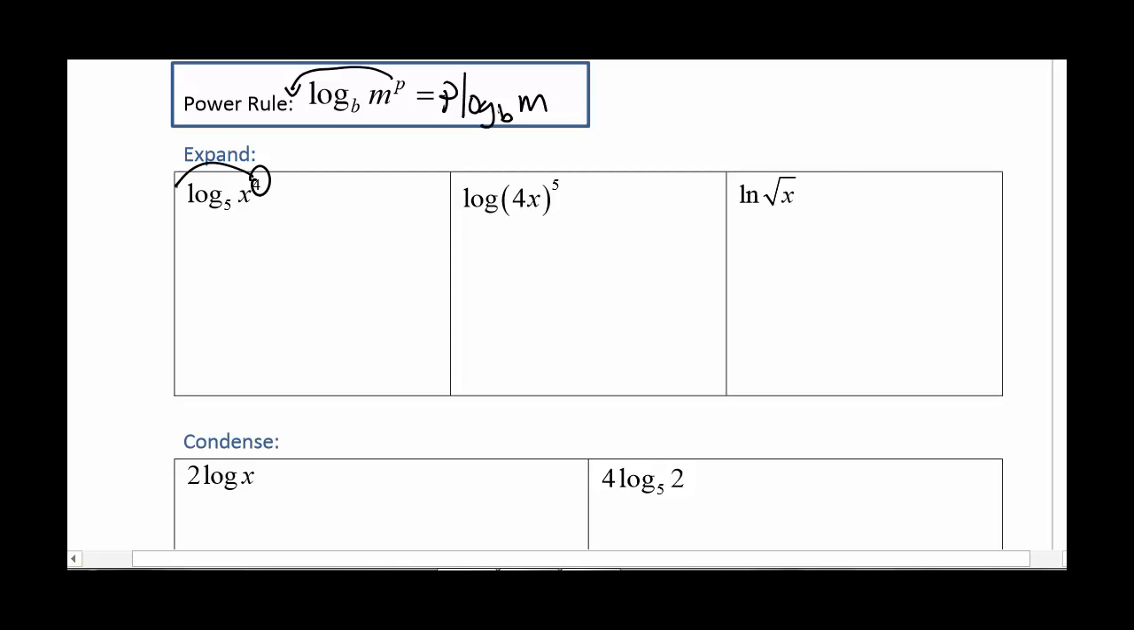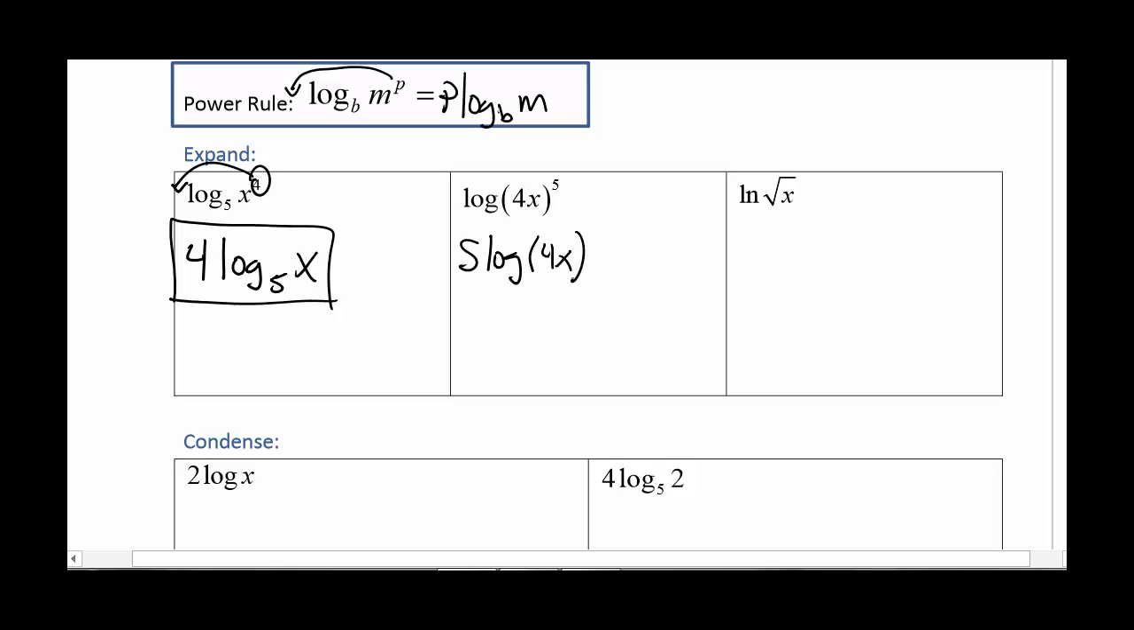So that 4 I can bring out front. So I end up with 4 log base 5 of x. And that one's done. Okay, so here I can bring the 5 out front. So 5 log of 4x. And then just think for a second, is there any other property that I could apply? Yes, I actually have a product, and we can split that up into a sum. So 5 times log of 4 plus log of x.